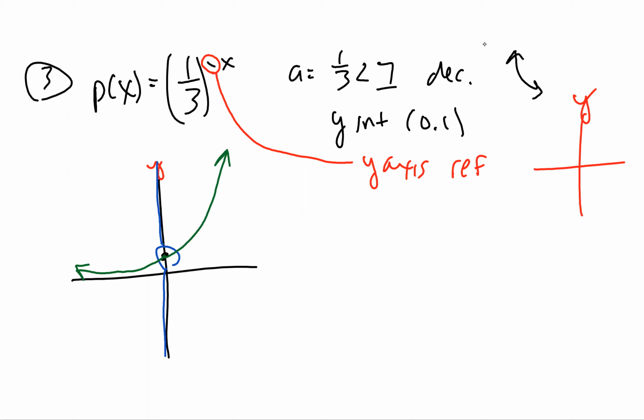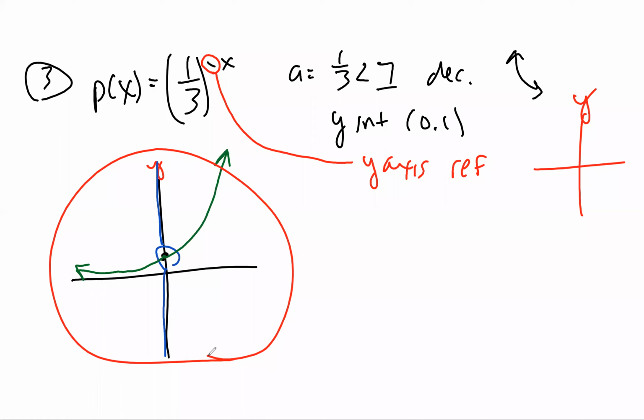So my intercept stayed the same. I reflected this thing over the y-axis, and I'm going to look in Hawks, and I'm going to find the graph that resembles this, and then I'm going to be done. All right, number 4.